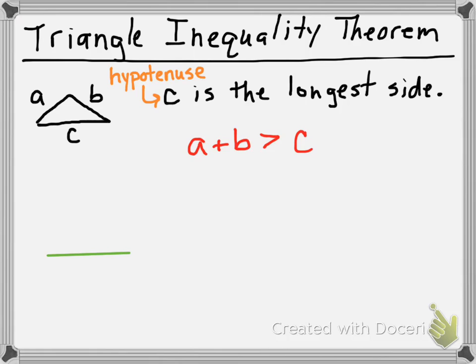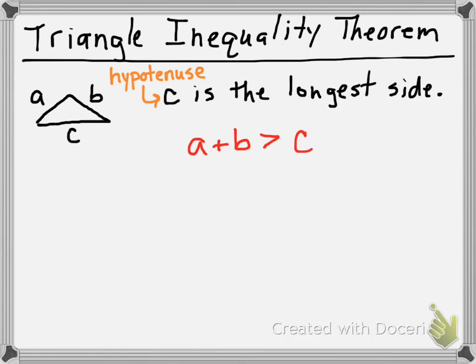Now, this is the triangle inequality theorem. It says that A plus B is greater than C. It has to be. If A plus B is not greater than C, then you don't have a triangle.